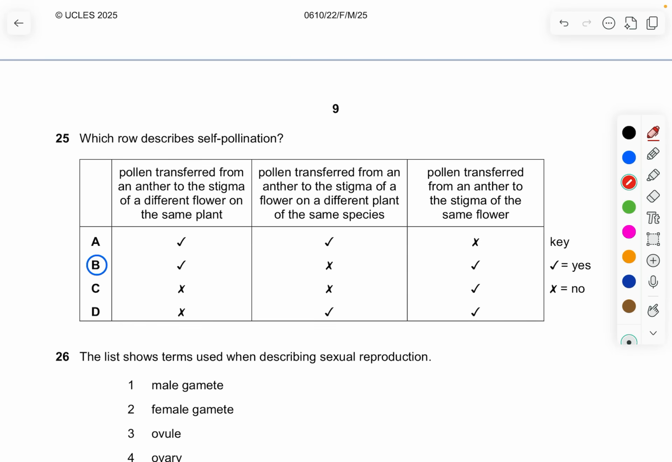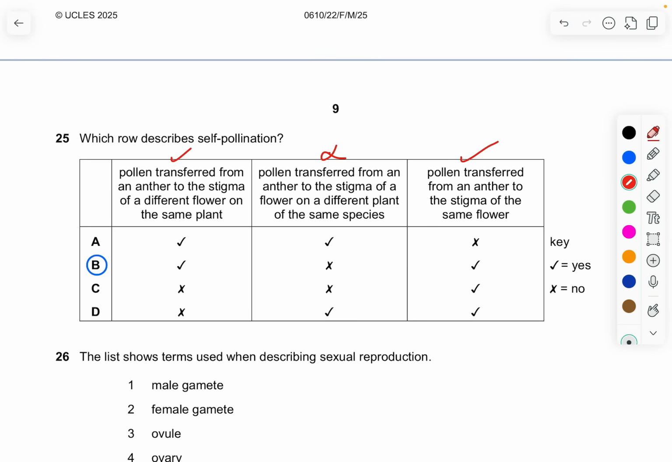Question 25. Which row describes self-pollination? Pollen transferred from the anther to the stigma of a different flower on the same plant. Yes, that's actually correct. But pollen transferred from an anther to the stigma of a flower on a different plant of the same species is incorrect. This is cross-pollination. Pollen transferred from an anther to the stigma of the same flower.